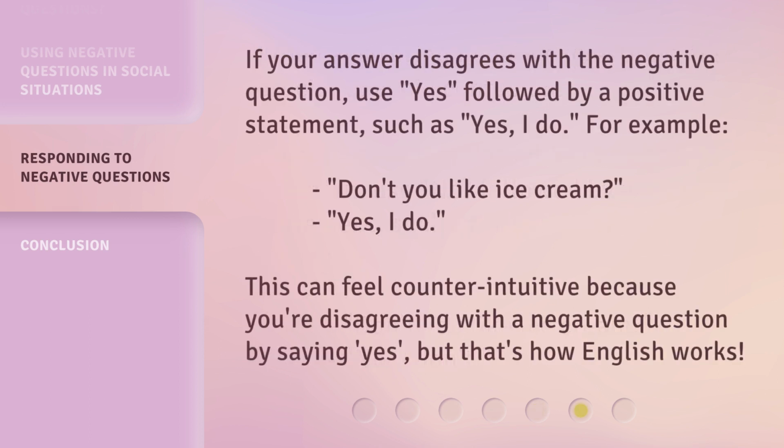If your answer disagrees with the negative question, use "yes," followed by a positive statement, such as, "Yes, I do." For example, "Don't you like ice cream?" "Yes, I do." This can feel counterintuitive because you're disagreeing with a negative question by saying, "Yes," but that's how English works.